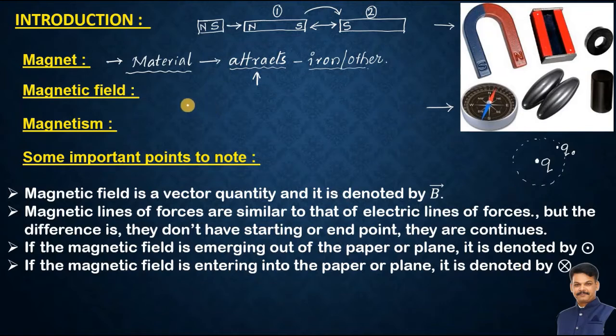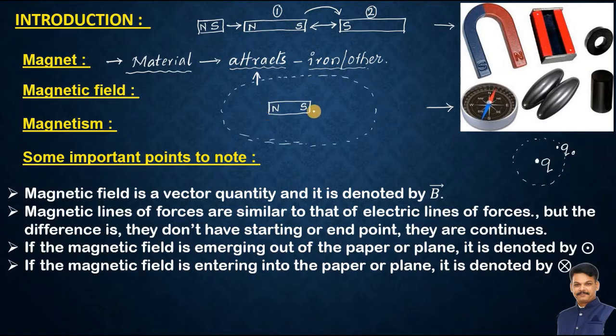In the same way, dear students, whenever we have any magnet, suppose one magnet is placed here. Suppose I have taken a bar magnet, and if it is placed in open space, then around that magnet there will be one region of attraction.